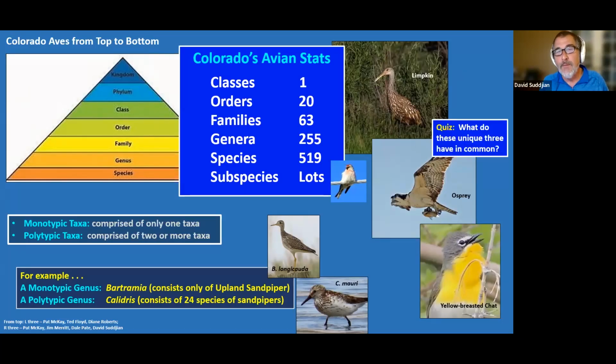And I've got a quiz for you. We'll come back to this later. Got three birds shown on the right. I've named them for you, the limpkin, osprey, and yellow-breasted chat. And what do these unique three, they are unique, right? I mean, they are species. So they're unique in that sense, but maybe they're unique in another way. But what do they have in common that none of our other birds in Colorado can share? All right, so we'll leave that on the table. We're thinking taxonomically here, of course. I'm not saying like, well, they all eat fish or whatever it is. They don't. Yes, they're all birds, but that's not unique, right? So let's leave that behind. We'll come back to that quiz question. What do these unique three have in common?